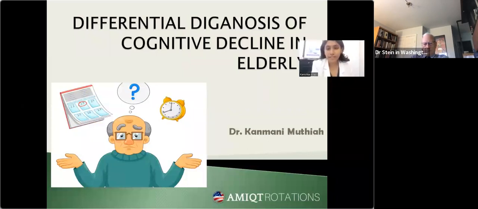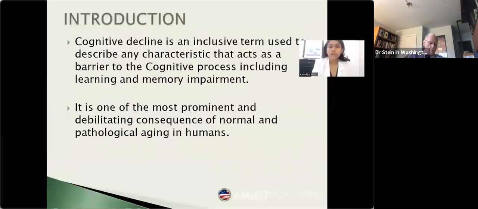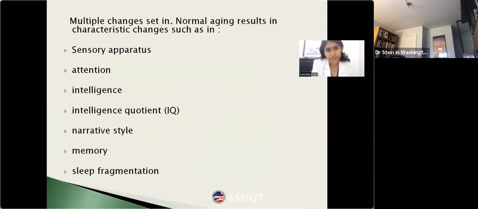Today I'll be presenting a topic called differential diagnosis of cognitive decline in elderly. So, what is cognitive decline? It is an inclusive term used to describe any characteristic that acts as a barrier to cognitive process, including learning and memory impairment. It is one of the most prominent and debilitating consequences of normal and pathological aging in humans.